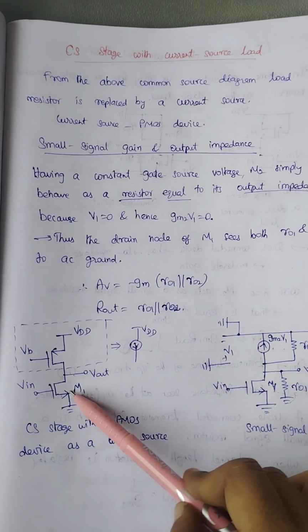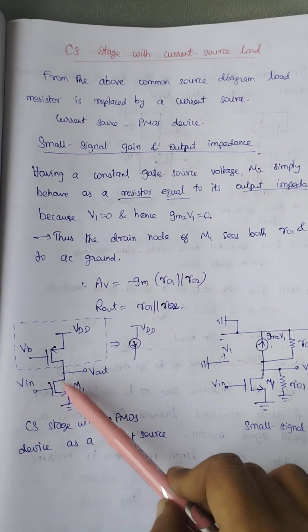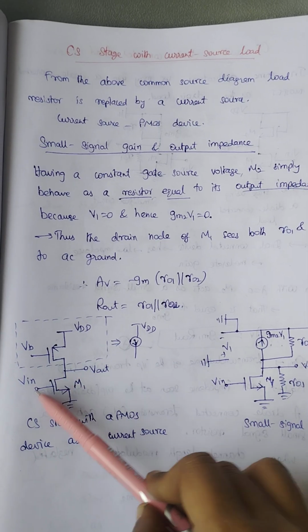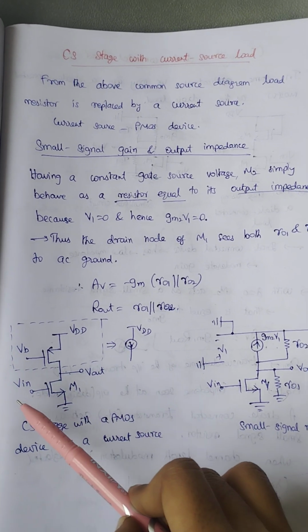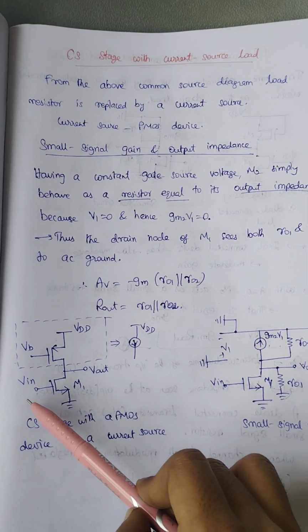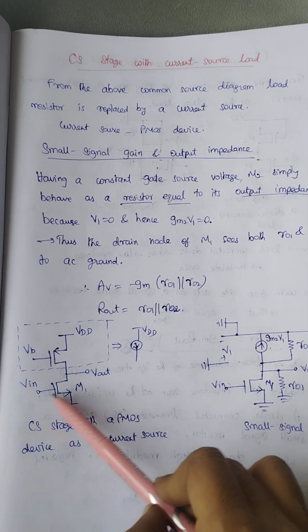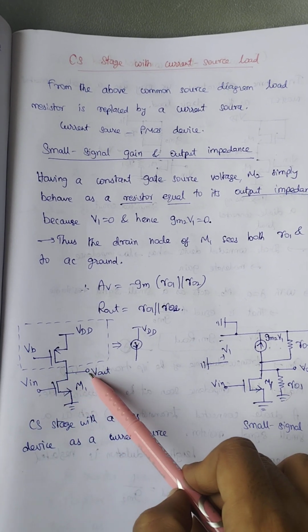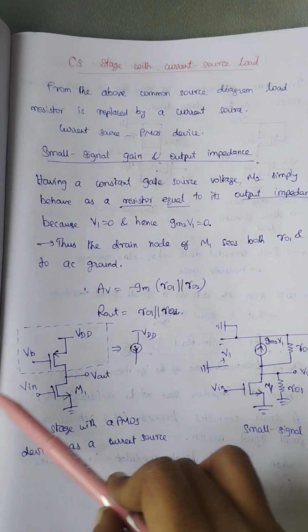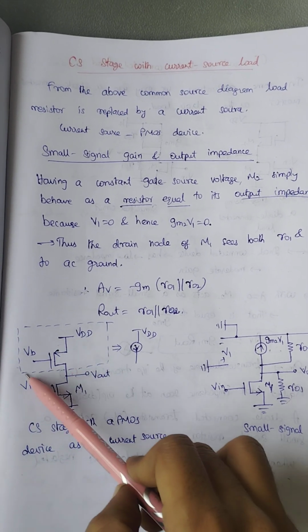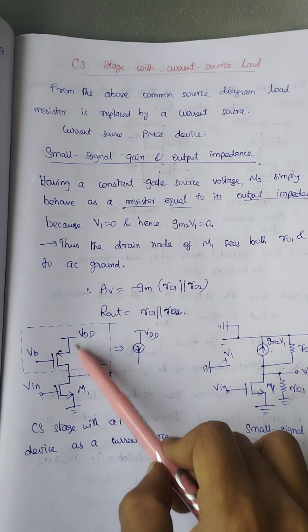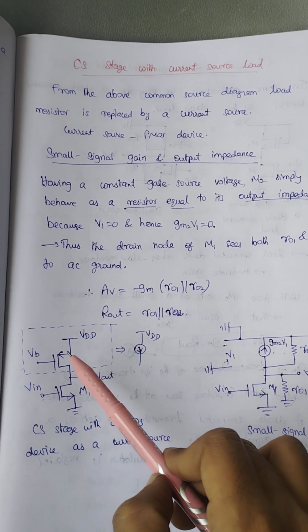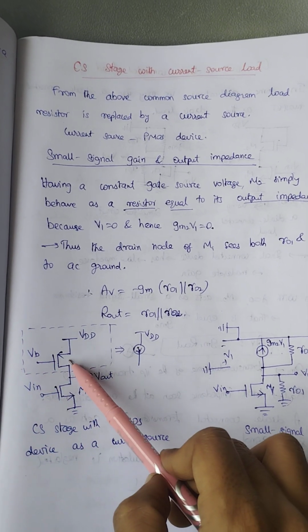So here this is my transistor, an NMOS transistor. That is also common source type. This is common source because the source is connected to ground. At the gate side we are giving input, at the drain side we are taking the output. In the previous common source diagram, instead of this transistor we had placed one resistor, a load resistor. So here a PMOS transistor replaced that resistor.